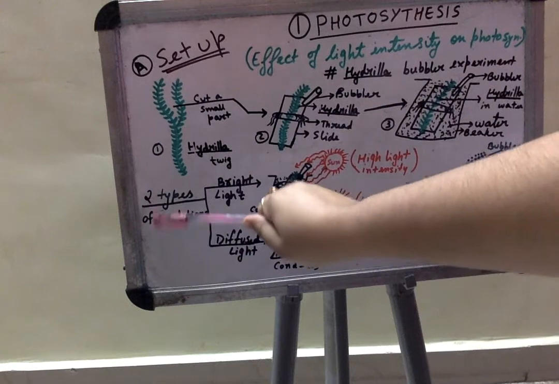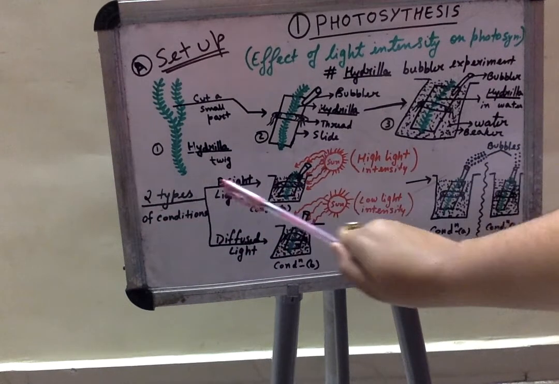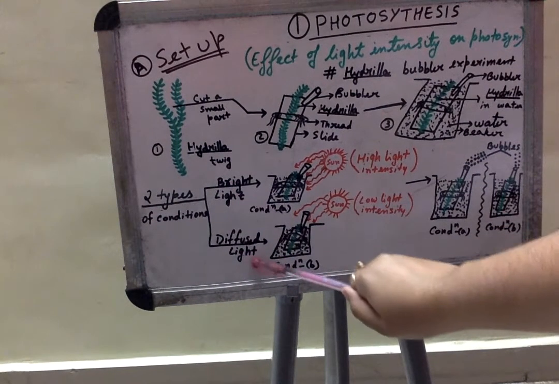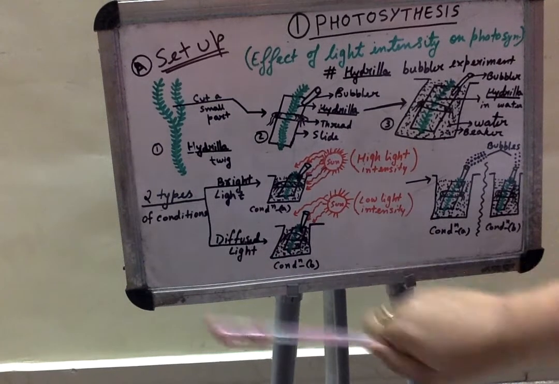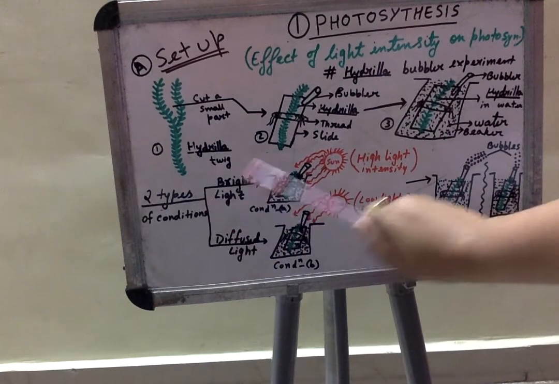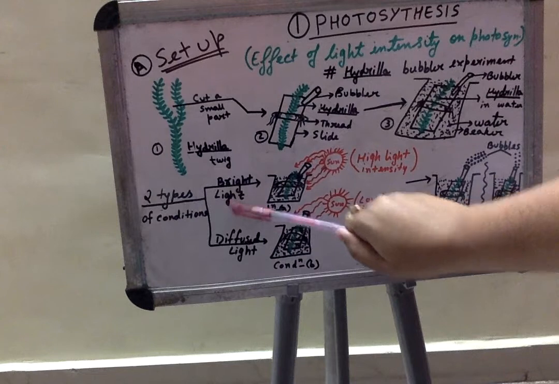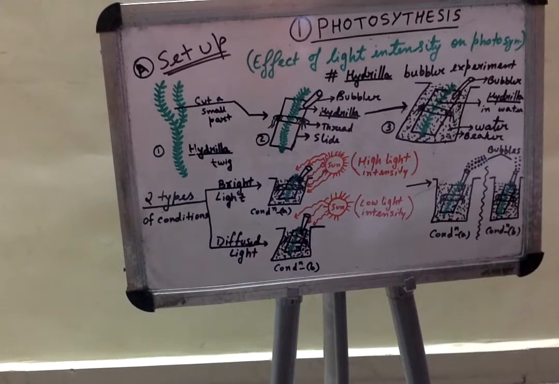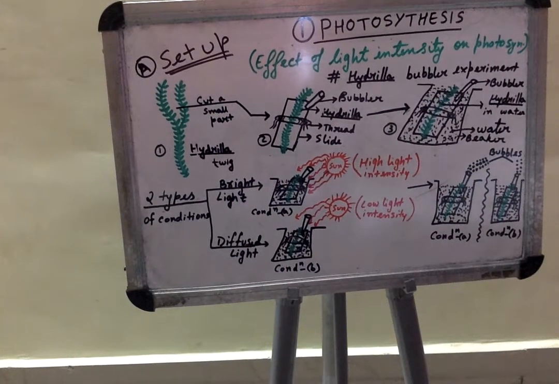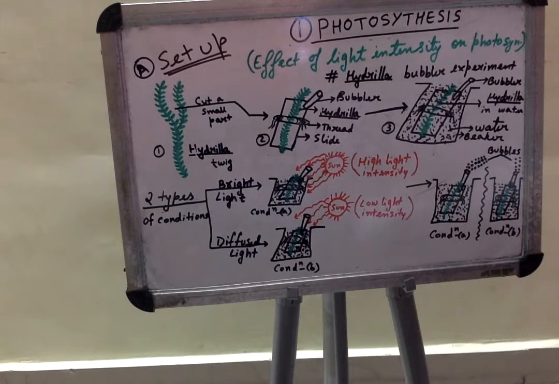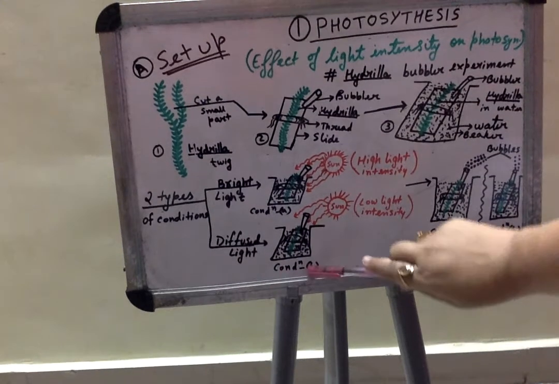As you can see, there are two main conditions. First is the bright light condition and the second one is the diffuse light condition. So first keep this whole apparatus under bright light condition for an hour. And then later on keep this whole setup under low light condition, that is, diffused sunlight, for an hour, as you can see in condition number B.